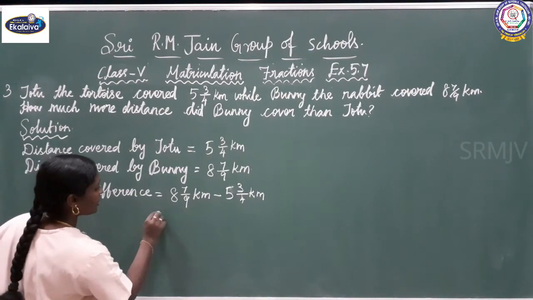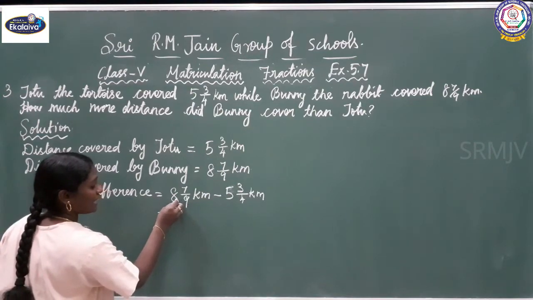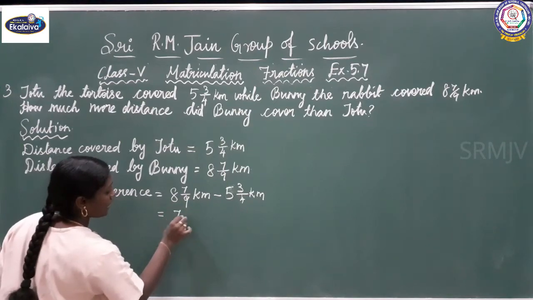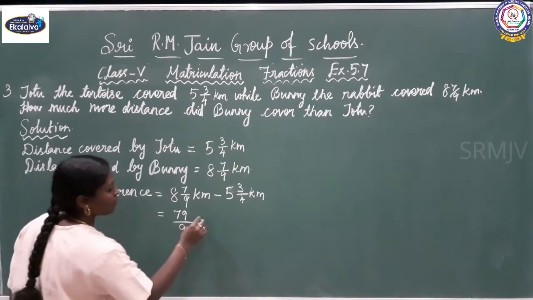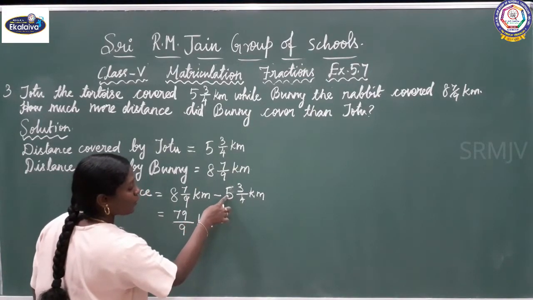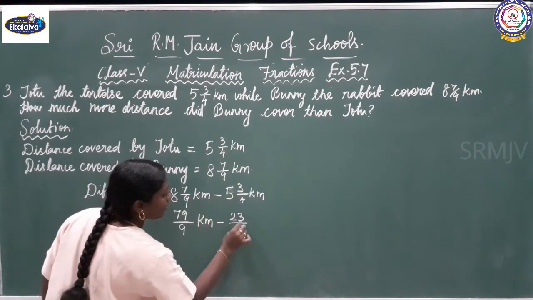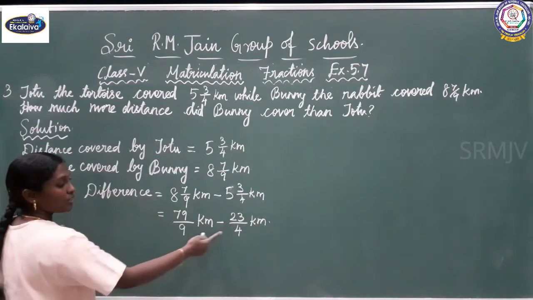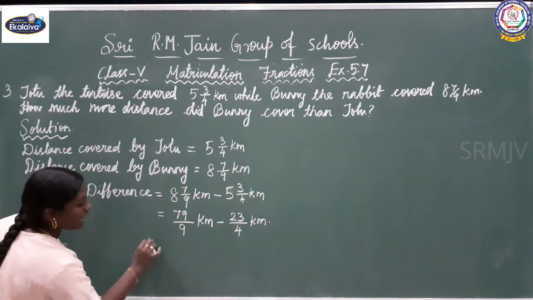Now we are going to convert the mixed fractions into improper fractions. 9 8s are 72, 72 plus 7, 79. Then the same denominator 9, 79 by 9 kilometer. Minus here 4 5s are 20, 20 plus 3, 23 by 4, 23 by 4 kilometer. Now these two fractions are unlike fractions. We have to convert them into like fractions.